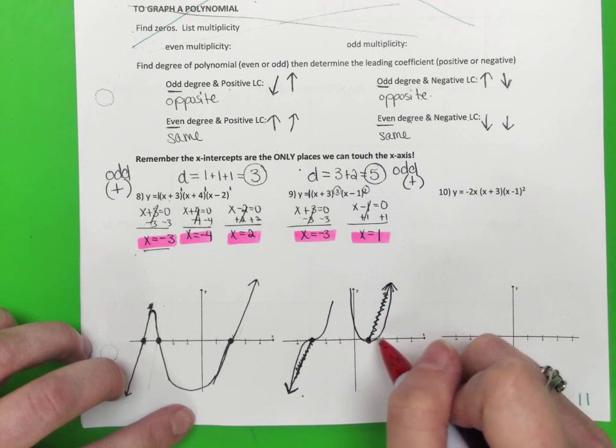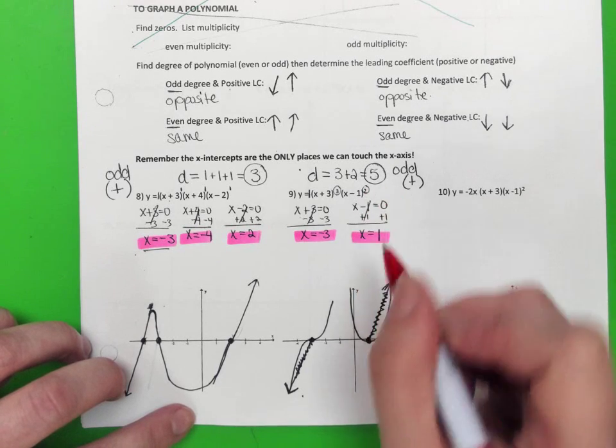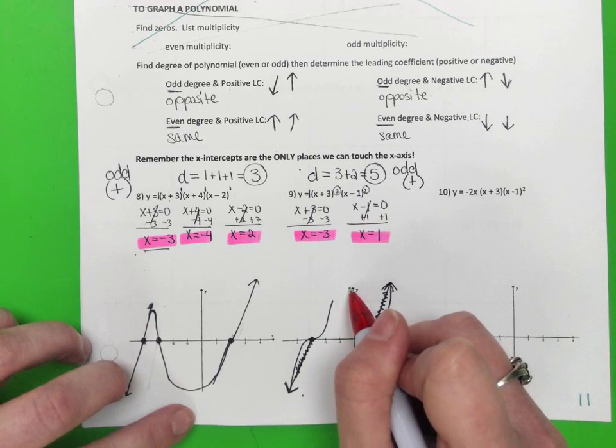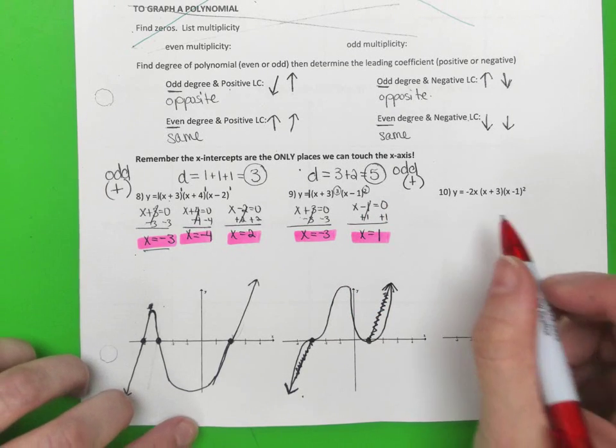So there's your parabola at 1. Why is it a parabola? Because it had an exponent of 2. And then what do I do with these? I just connect them with a curve. That's it. Okay? Alright, let's do number 10 together.